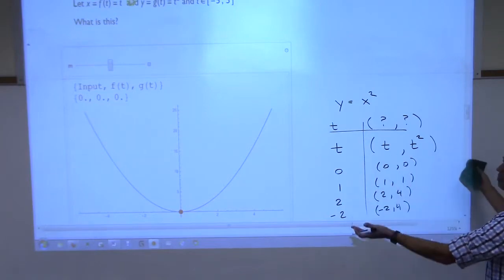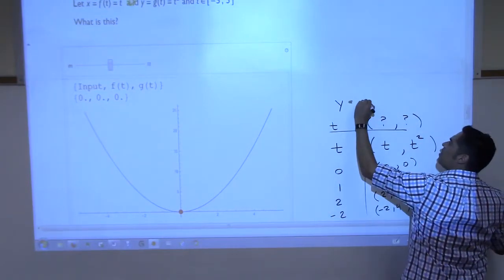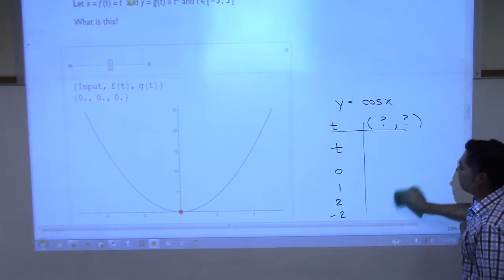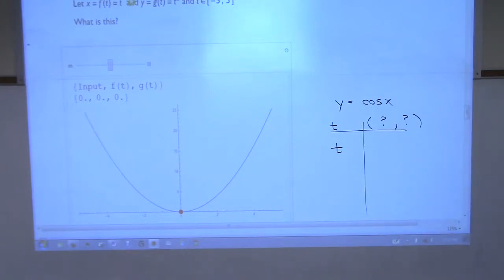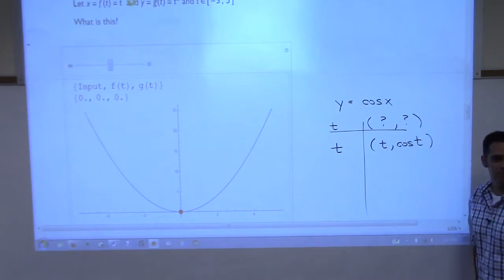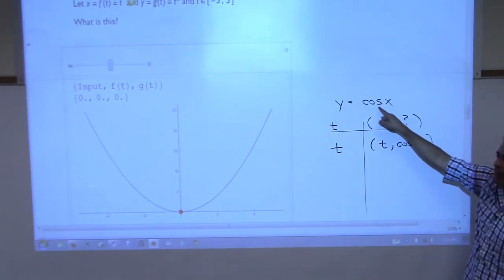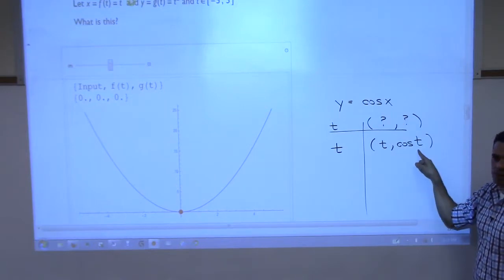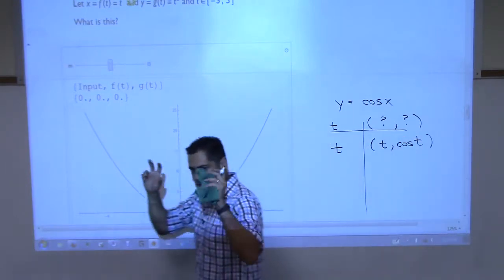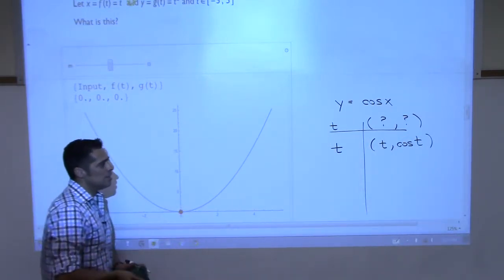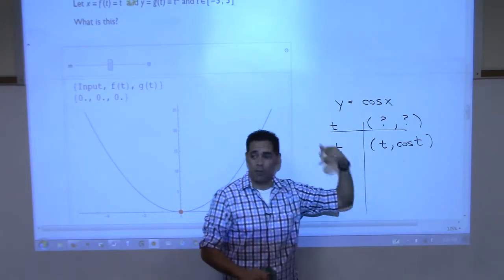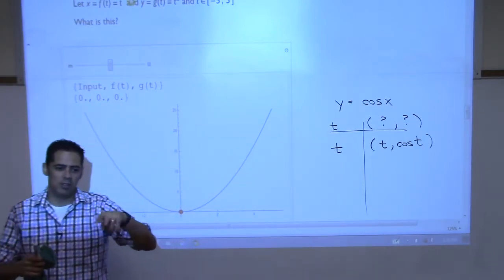So what if I change this? Let's go with something else. How about, let's say I wanted to somehow draw cosine x using this same idea, what would I do? t, cosine t. That's it. And if this was square root of x, it would be t, root t, right? So all that happens when you go from traditional functions to parametric equations is you just replace your x with t, and you replace the y with whatever function you had, but make sure you switch it from x to t.